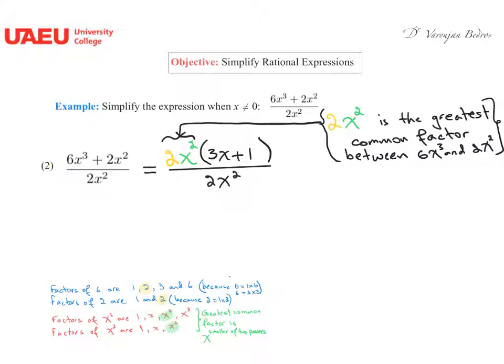In the final step, we can simplify 2 with 2 and x squared with x squared. That leaves us with the final answer, 3x plus 1. And as before, x cannot be equal to 0.